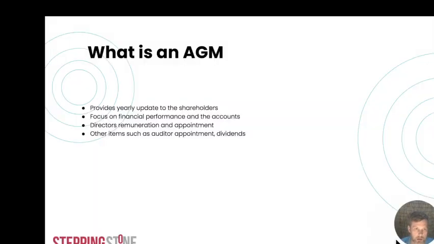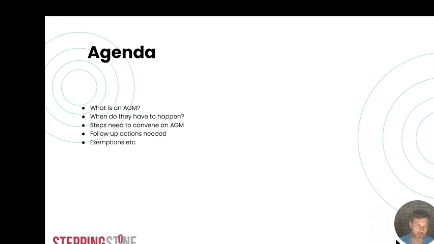So our agenda, which is back a slide. First of all, what is an AGM? Why do they have to happen? The steps needed to convene one, follow-up actions, and also how you can get some exemptions or do away with them altogether.